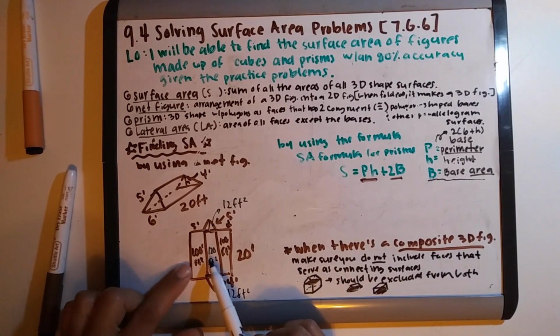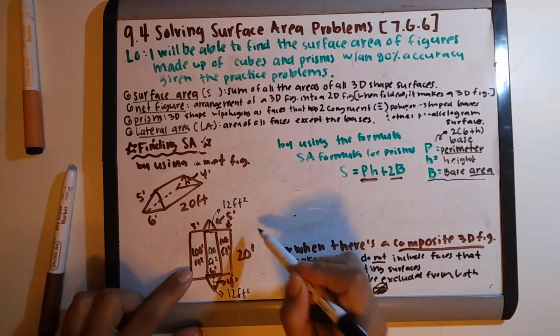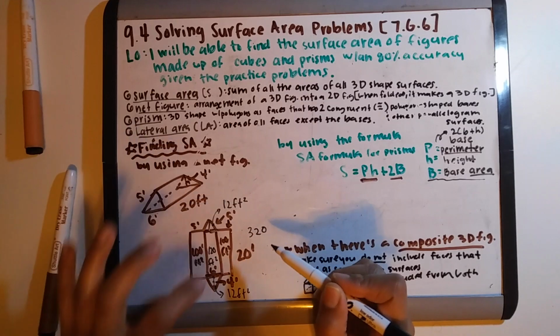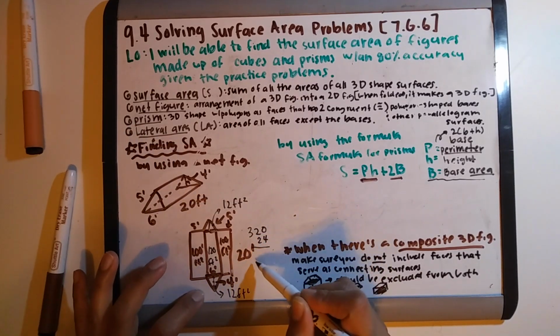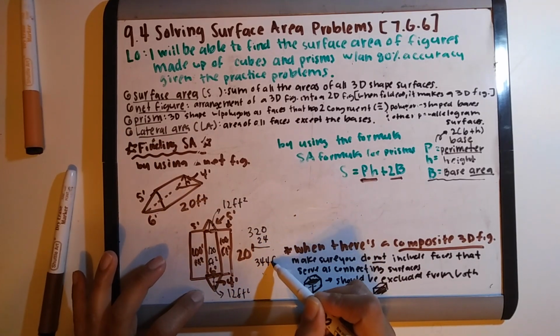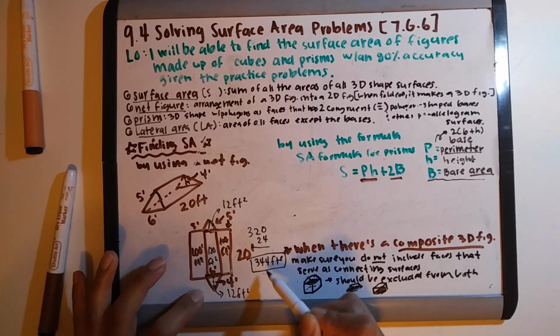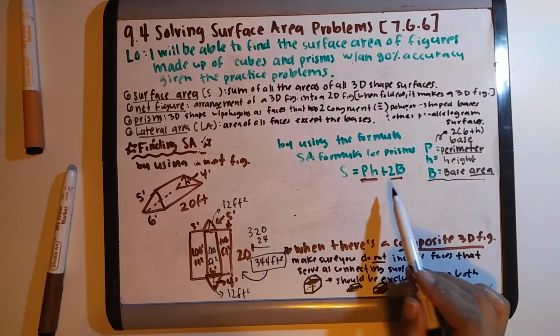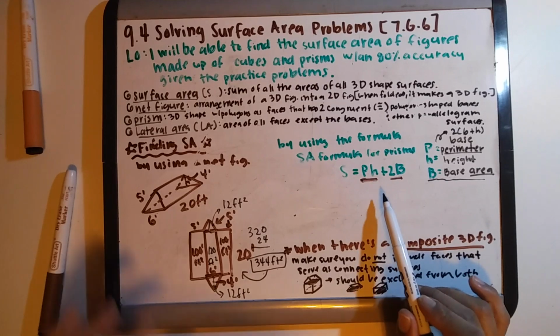So then I have 100 plus 100 plus 120, that's 320. And then 12 plus 12, that's 24. So I end up with 344 square feet for my surface area for this right here. Now let's look at the formula, using the formula.